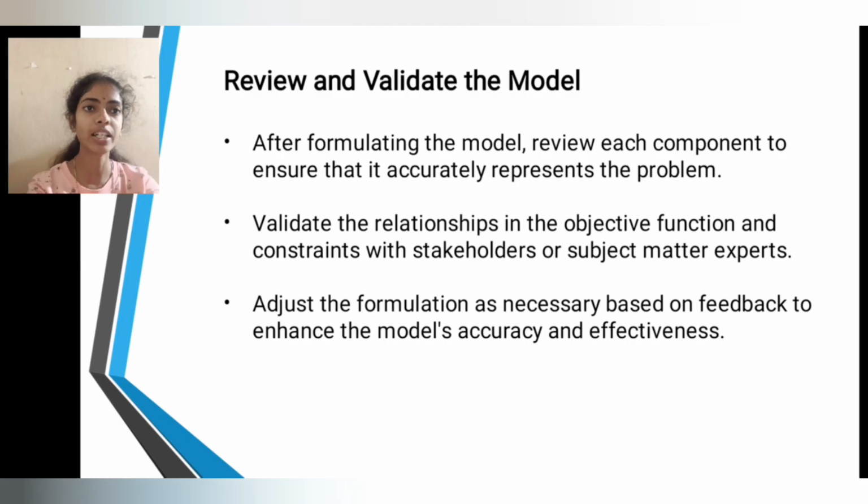Review and validate the model. After formulating the model, review each component to ensure that it accurately represents the problem. Validate the relationships in the objective function and constraints with stakeholders or subject matter experts. Adjust the formulation as necessary based on feedback to enhance the model's accuracy and effectiveness.